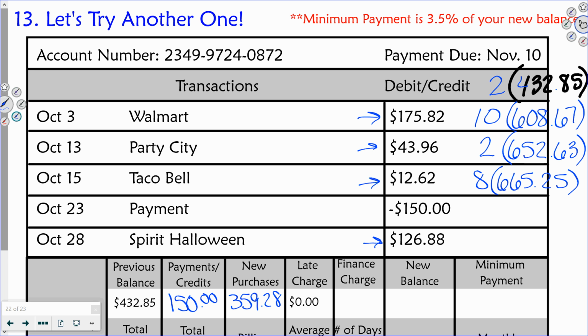So I made the purchase on the 13th. It still sat there on the 14th. It got changed on the 15th. And then I'm going to minus the 150. I made a payment. 515.25. How many days did it sit there? What day did it change? 23rd, 24th, 25th, 26th, 27th. Do I count the 28th? No, because it changed again. So 5 days.